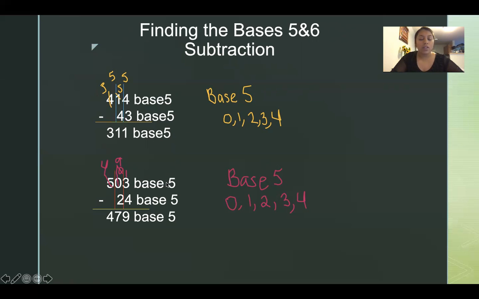Now, let's take a look at this last problem. It's 503 minus 24. Same thing. 3 minus 4. 3 is smaller than 4, so we have to borrow from the 0. The 0 now becomes a 9. 13 minus 4 is 9. And then we continue to work our way down. 9 minus 2 is 7. And then just bring your 4 down, making a total of 479 with a base of 5.